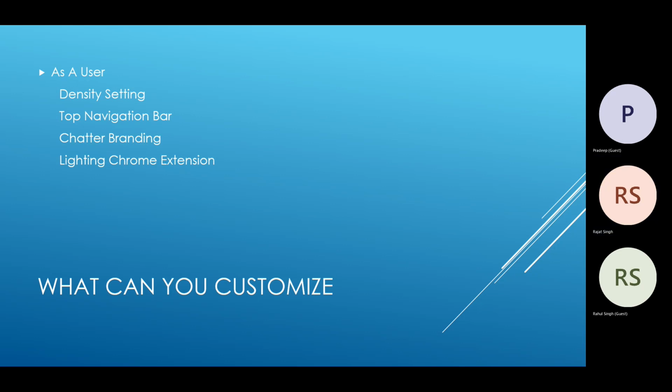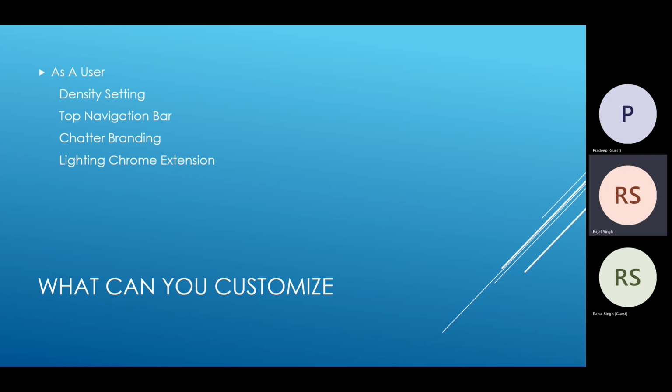Suppose a user is interacting with a particular user more frequently. What he can do is add that particular user in the navigation bar itself. Or he is accessing accounts more, reports more. So he can just arrange those in the navigation bar. So that is about the top navigation bar.